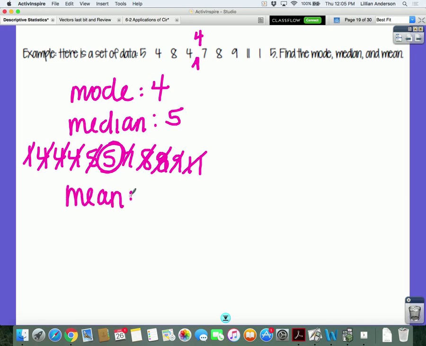Go back in, guys. You add them all up. What was the total? 66. Okay. And then you divide by how many there were. How many were there? 11. So you should get a total of 6.